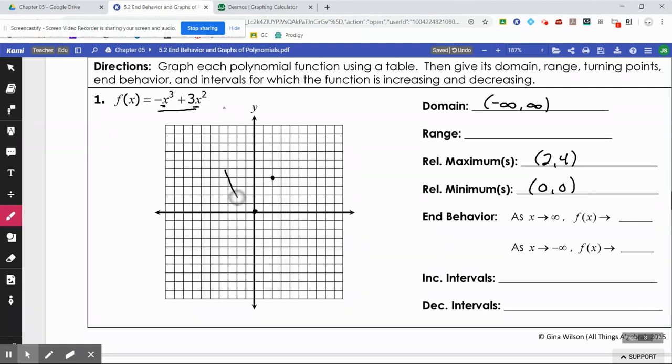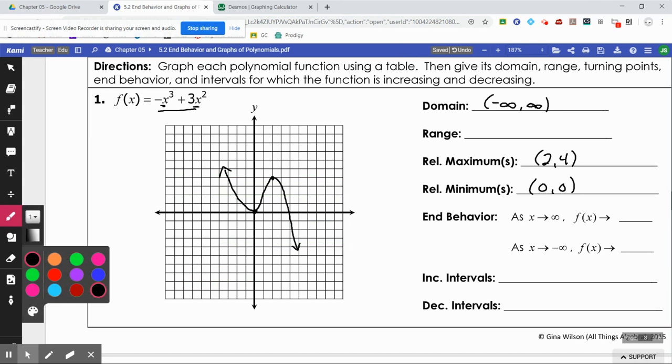So it comes down, goes up, hits this point, and then comes back down. So that's the general shape of our graph. Now, what about our range? What are our y values? Notice that my graph goes down forever, and as I draw these horizontal lines, there are no y values that I'm not going to hit. So therefore, my range is also all values from negative infinity up to positive infinity.